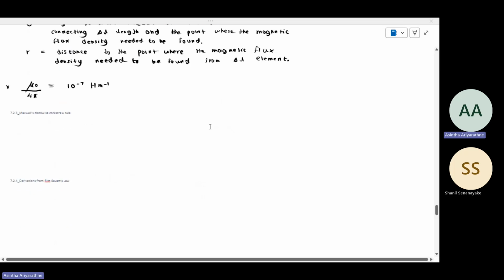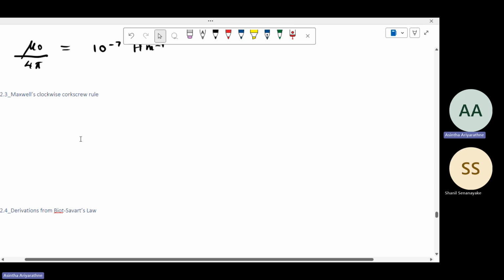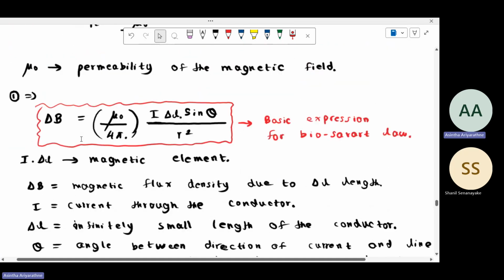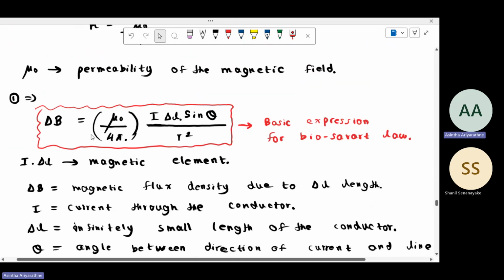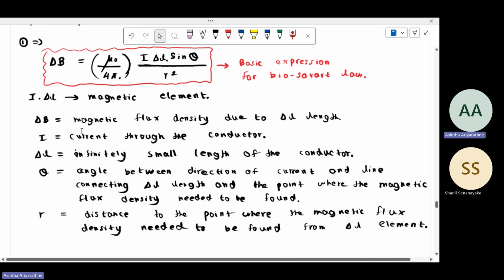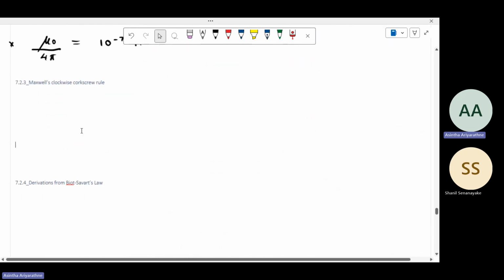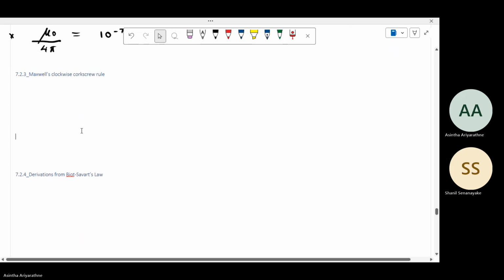So this is to find the magnitude of the magnetic flux density. To find the direction, you already know how to find the direction of the magnetic field using the Maxwell right hand rule. The Maxwell clockwise corkscrew rule is also the same thing, right? Same thing, just different names.